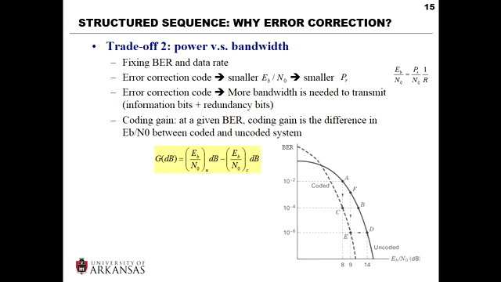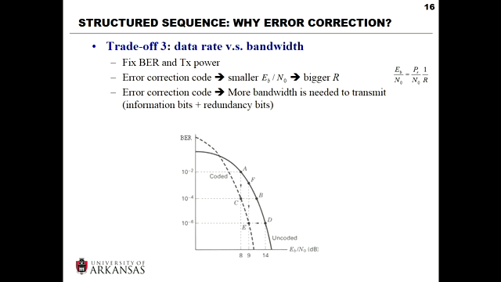So that's the second type of trade-off. By using channel coding, we can achieve a trade-off between power and bandwidth. Again, this Eb here is the energy per information bit. We don't count those redundancy bits, to ensure a fair comparison.